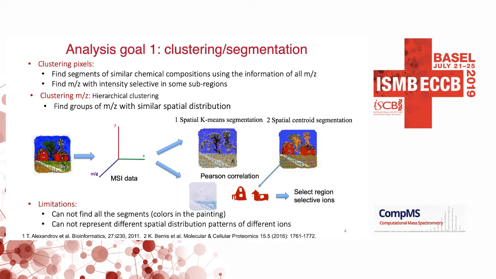To select region-selective ions, we can calculate a Pearson correlation coefficient between an ion image and a region of interest. The region of interest can be defined by one segment from the segmentation method, or by some optical images. Different ions have different spatial distributions, as we saw in the previous slides. If we just do clustering based on all the m/z, we have one segmentation map, which cannot represent the different spatial patterns of different ions.